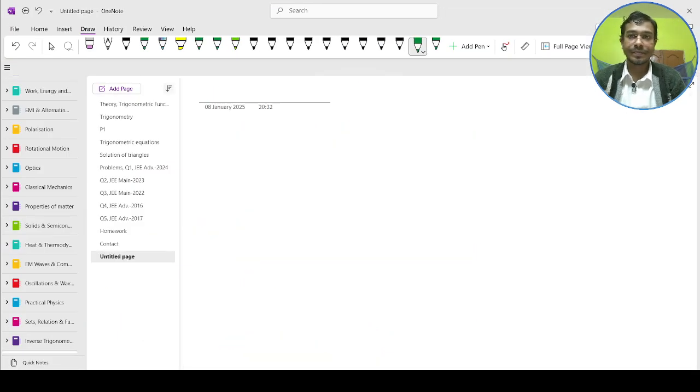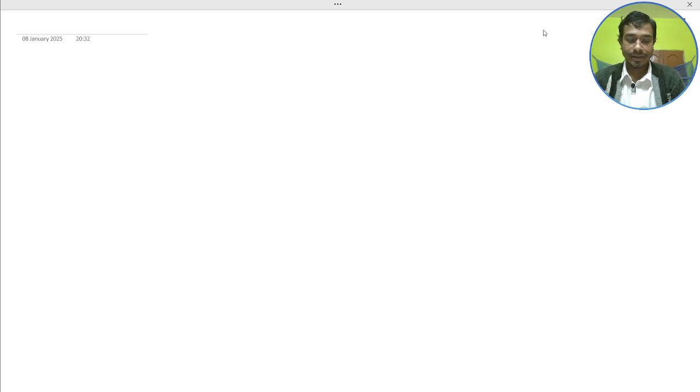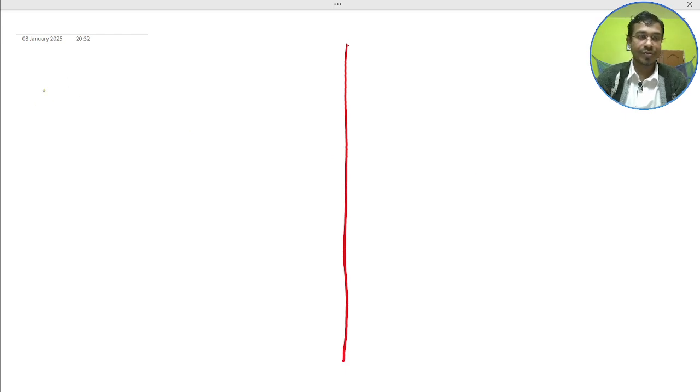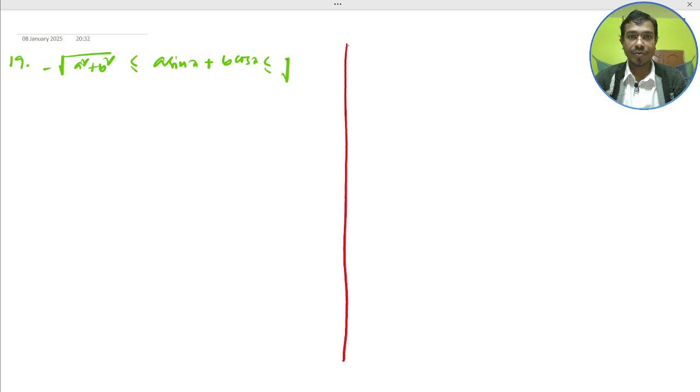Next, some important identities. So first one, minus root over a square plus b square is less than or equal to a sin x plus b cos x, which is less than or equal to root over a square plus b square, for all x belonging to R.